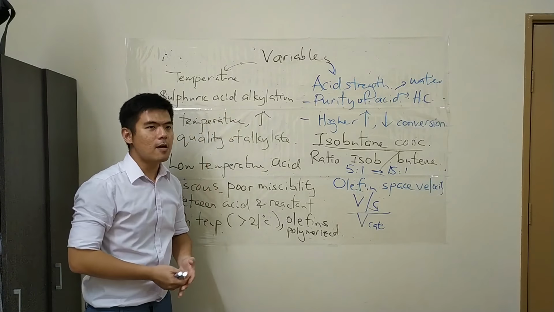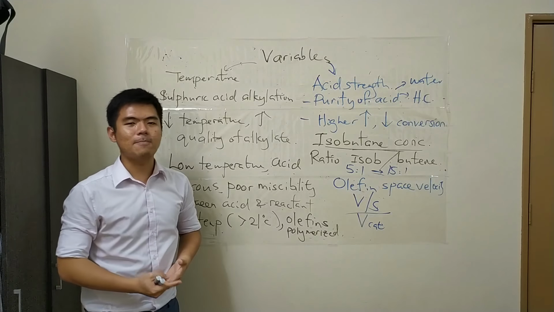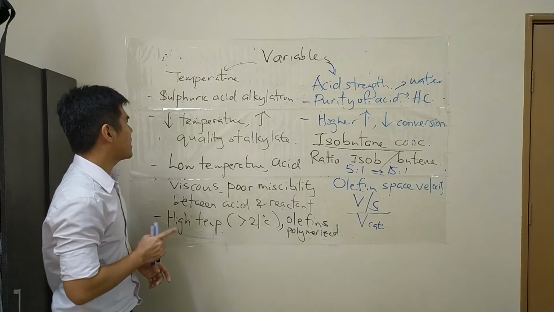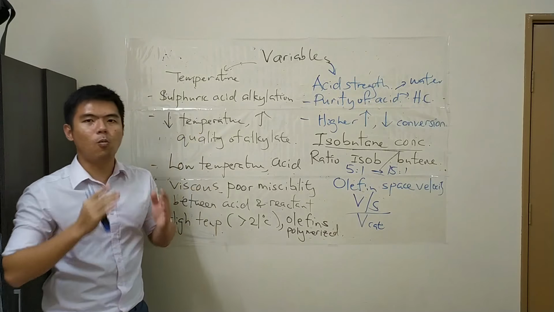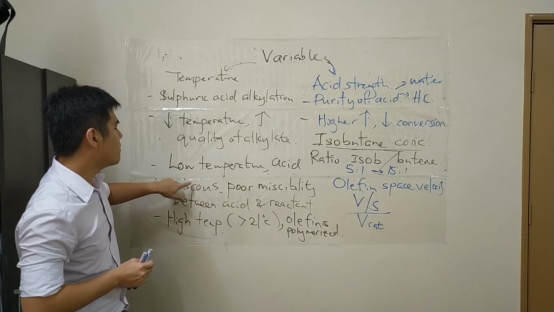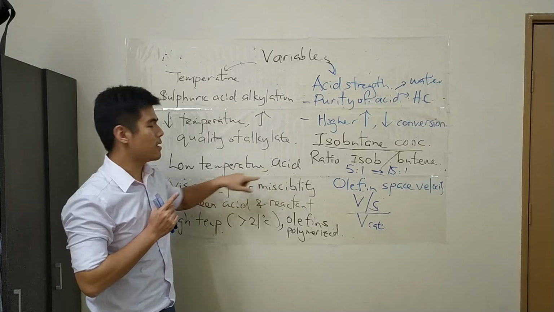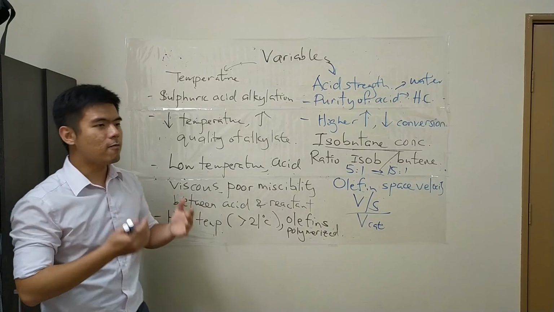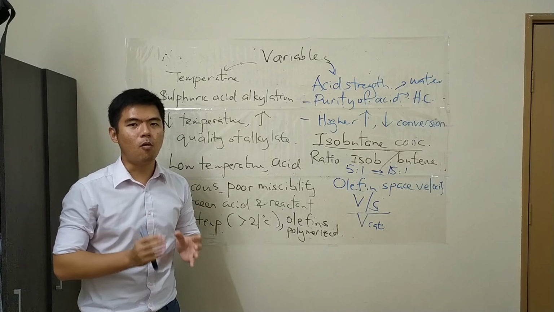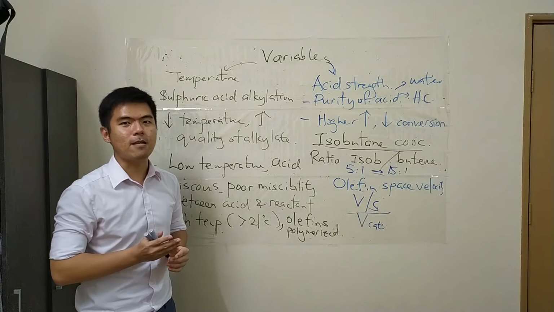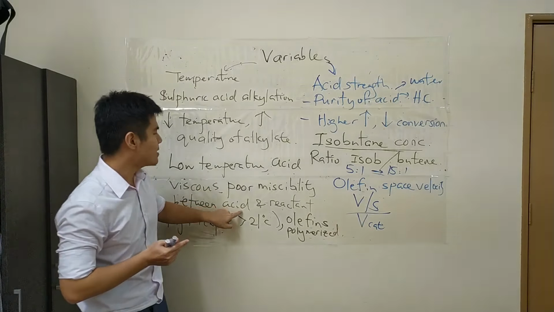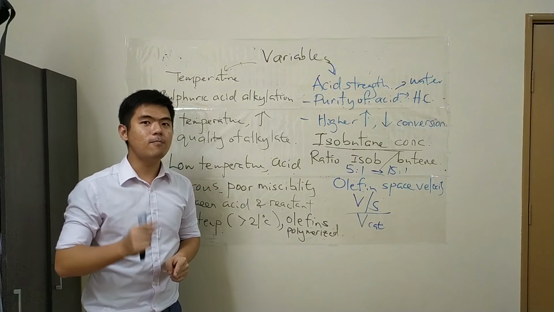the catalyst. Since just now I said that lower temperature will favor the reactions, what happens if the temperature is too low? It will cause an increase in acid viscosity. It makes the acid become more viscous. What will happen when the acid is too viscous? The miscibility between the catalyst and reactants will be reduced.